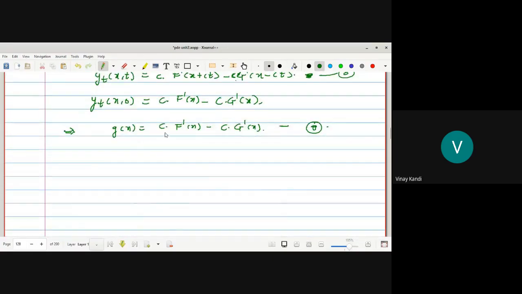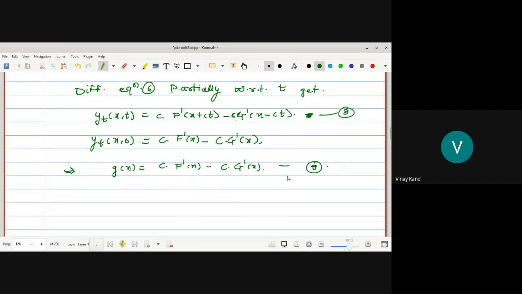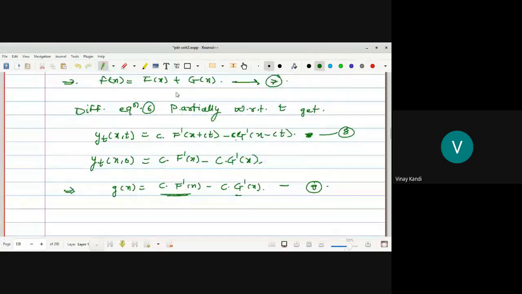Okay, so g of x is equal to c into f dash of x minus c into g dash of x. So this is equation number 9. Integrating equation 9 from x naught to x. You have to find the value of capital F and capital G. Where do we have F and G? In this equation.